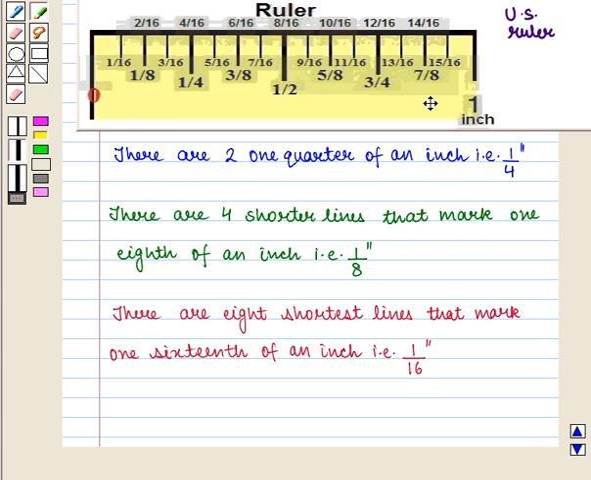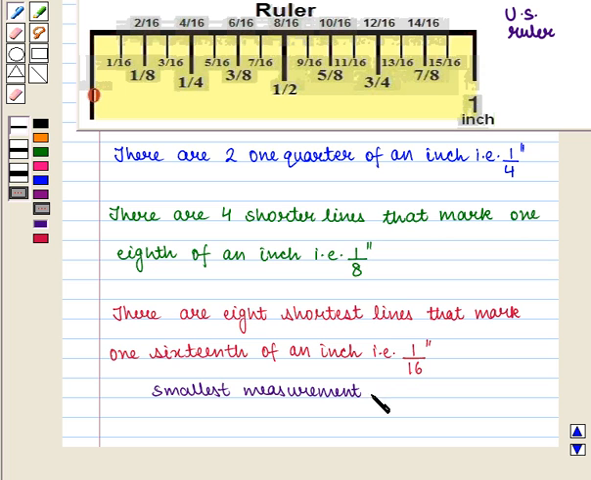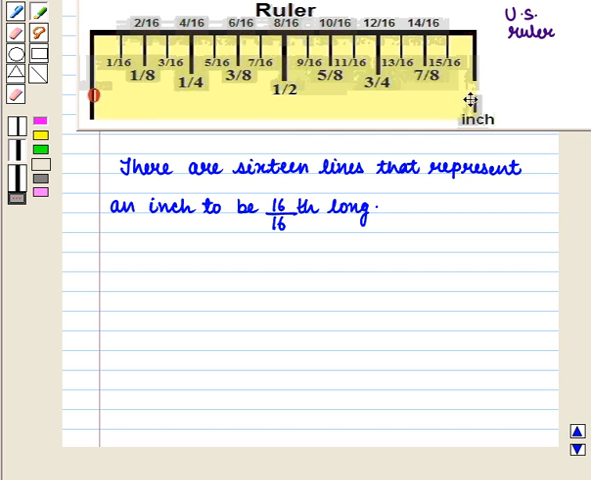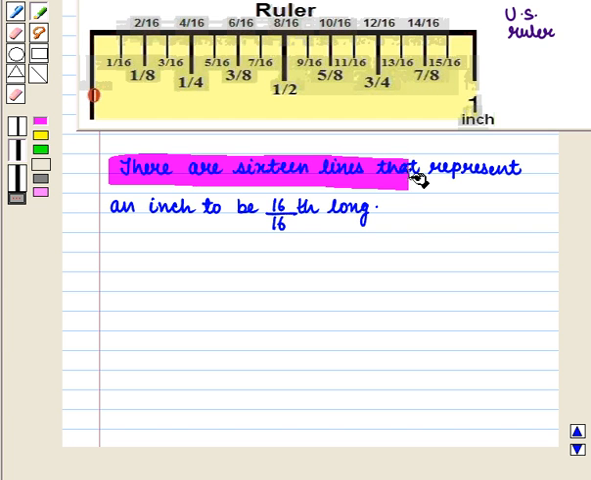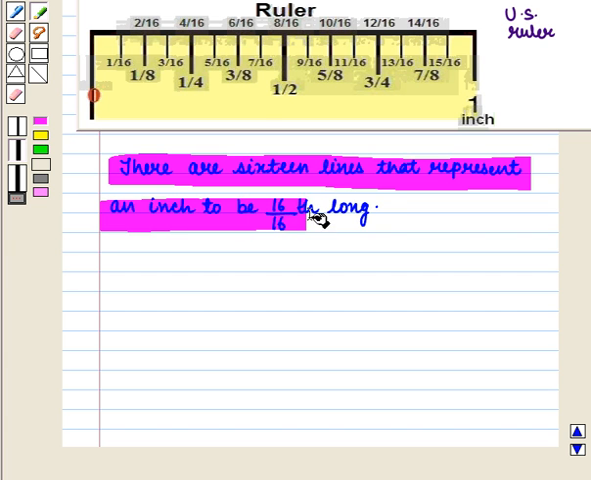In some rulers, they extend to represent 1/32 inches mark on ruler. But in most typical rulers, the smallest measurement unit is set to 1/16 inches. Counting the distance in an inch, there are 16 lines that represent an inch to be 16/16th long. However, in order to avoid complicated measurement, we often express the fractional units into its largest unit, hence an inch.